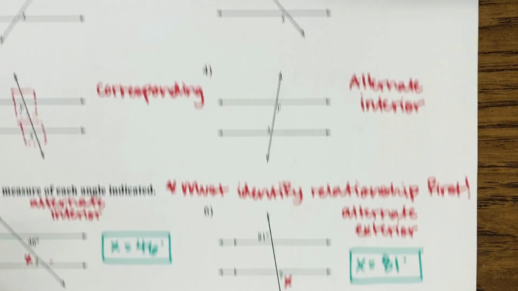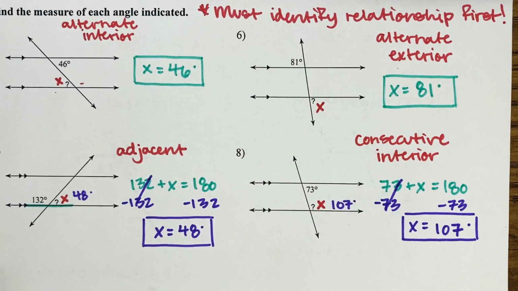Okay, we talked about the angle relationships and identifying them, and then we used them to find missing angles. Those are your notes for today.